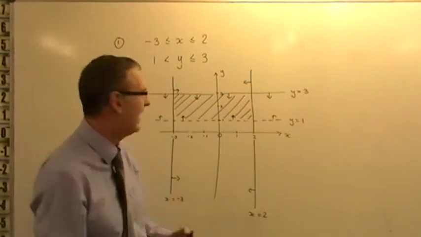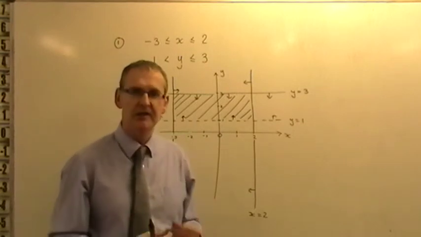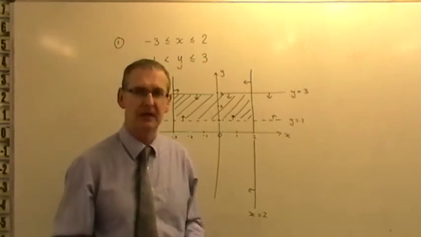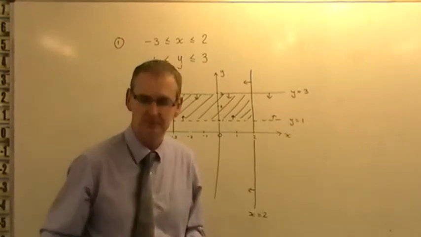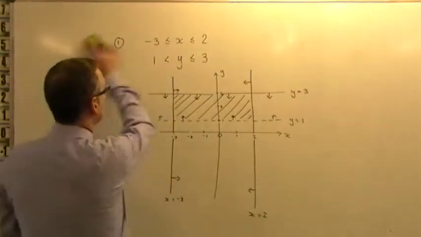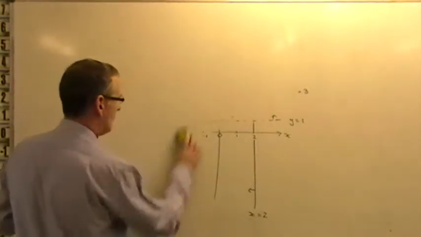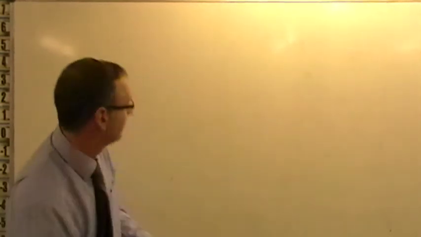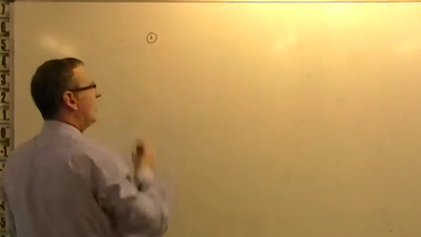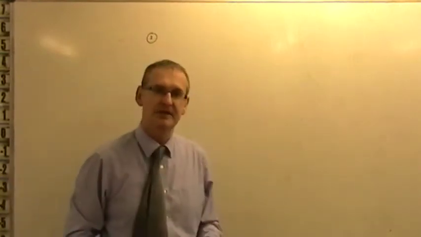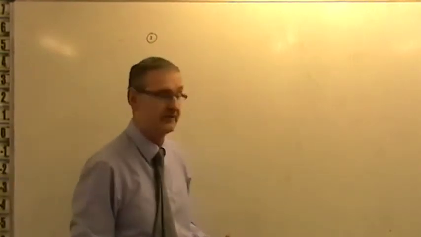Okay, so what I'm going to do now for the second question is introduce some diagonal boundary lines, where things get a little bit more difficult. So if I get rid of that and talk about question 2, it is going to have the following inequalities that the region must satisfy.